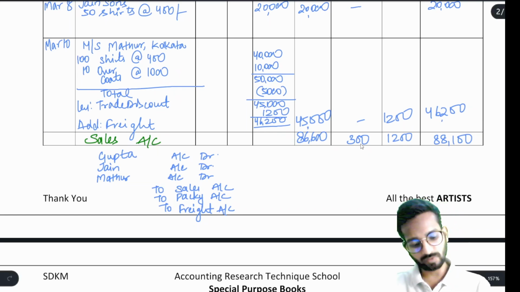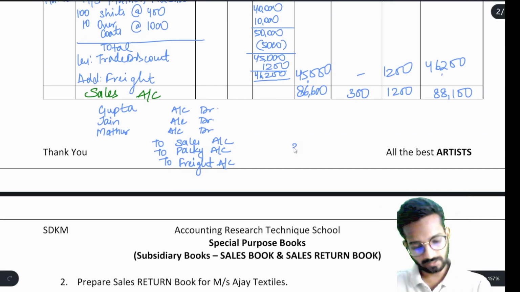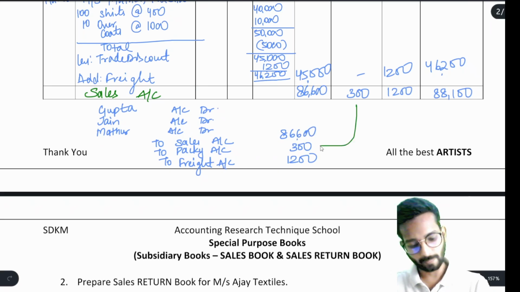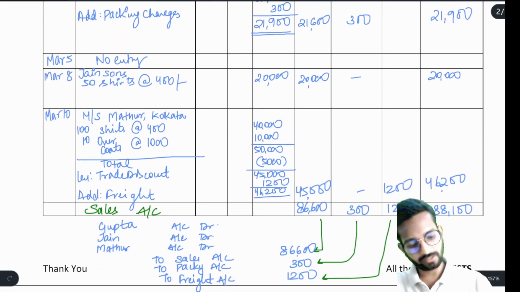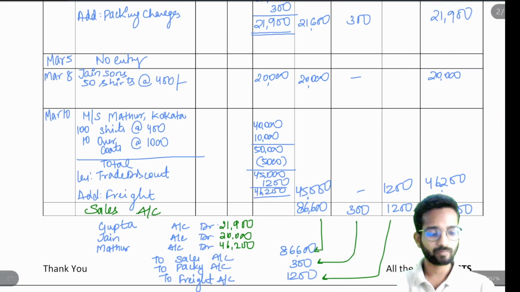So packing was how much? 300. Packing was 300 rupees, freight was 1200, and 86,600 was the sale. Simple enough. It came here. Now Gupta, Jain and Mathur, what will be the values? 21,900. Write the total figures, 20,000 and then 46,200. These values will be appearing here in the ledger account. Simple enough. Now moving to the sales return account.